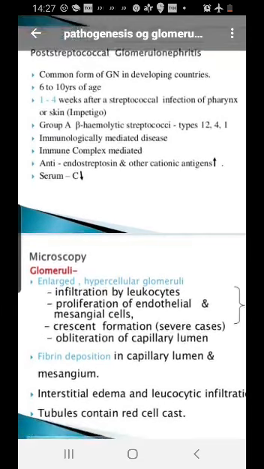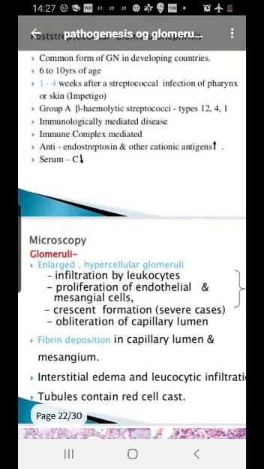So it is basically immunologically mediated. There are antibodies in response to these antigens, and they form an antigen-antibody complex which goes and gets deposited in the kidneys.